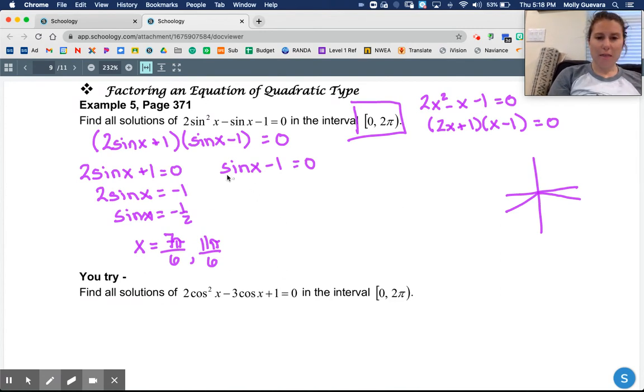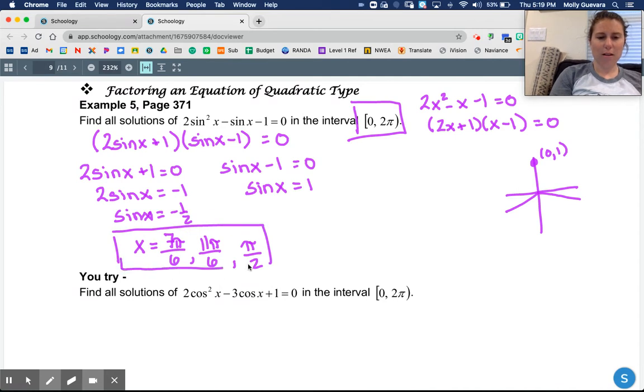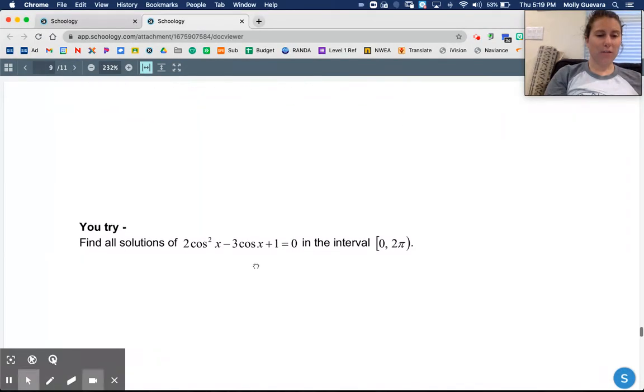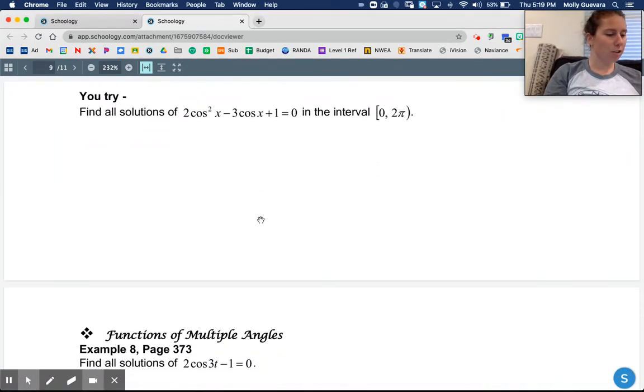And then here I have sine of x equals 1. Remember, sine is my y value, so when it's 1, it's here, right at 0, 1, which is pi over 2. So those are the 3 values that I am allowed to have. Because it gives you the interval from 0 to 2 pi, you can't just keep adding pi over and over, or adding 2 pi over and over. They only want the first rotation. All right, so here's another quadratic for you to try. Hit pause, try it, hit play when you're ready.